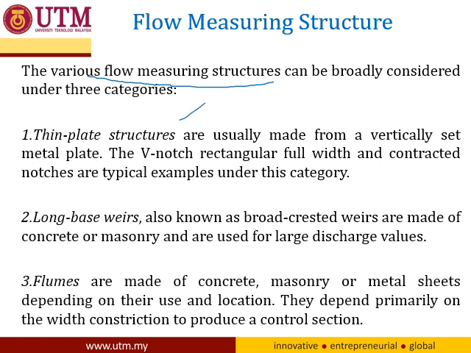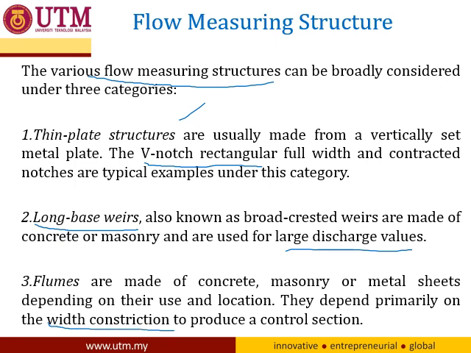Thin plate structures are usually made from a vertically set metal plate. For example, the V-notch, rectangular, full width and contracted notches are typical examples under this category. There are also long base weirs, also known as broad crested weirs, made of concrete or masonry and used for large discharge values. And flumes are made of concrete, masonry or metal sheets depending on their use and location. They depend primarily on the width constriction to produce a control section.